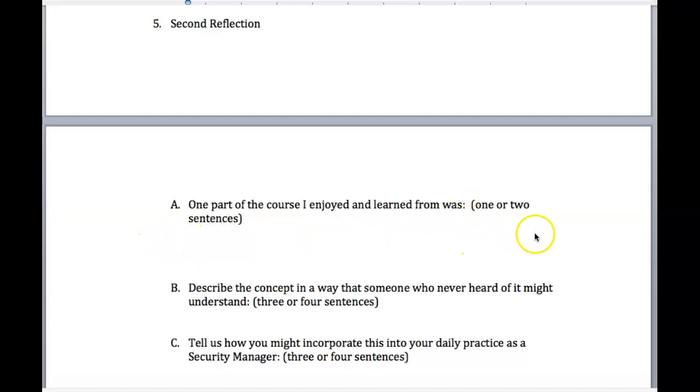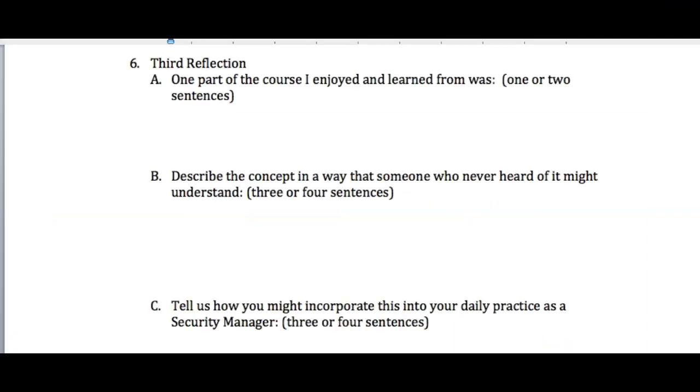Tell me in 1 or 2 sentences what that was and why you found it enjoyable or why you thought it was beneficial. Then you're to describe it. Tell me what you know about it in 3 or 4 sentences. I want you to write this as if you're talking to someone who never heard of this concept before. So make it simple, make it very direct, succinct, right? And then again, tell me what you're going to do to use that piece of information in your practice as a security manager. And then go figure, you're going to do it a 3rd time.